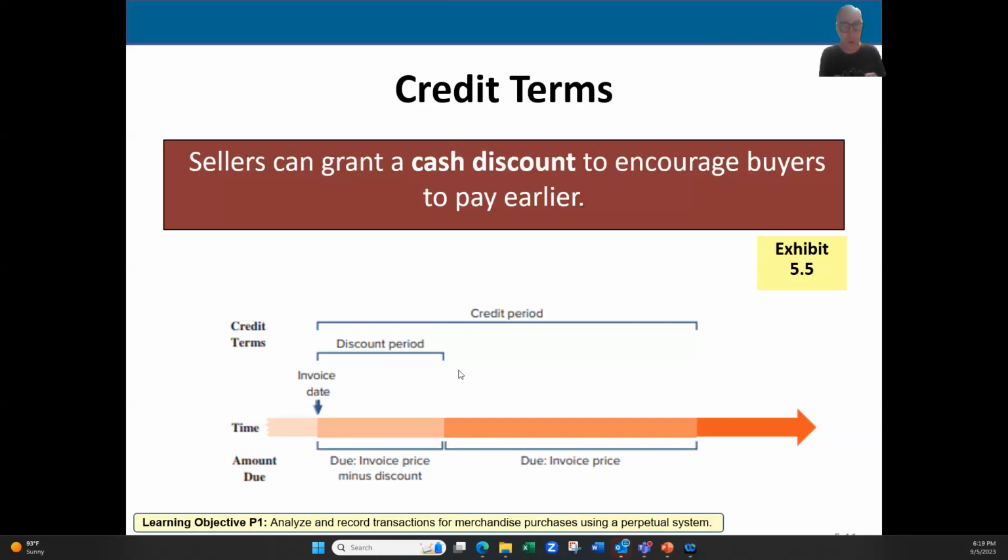These are what we call credit terms. So discount period is the amount of time that you have, the number of days you have to pay in order to receive the discount. There's usually a percentage. Otherwise, you owe the whole thing at the end of the period.